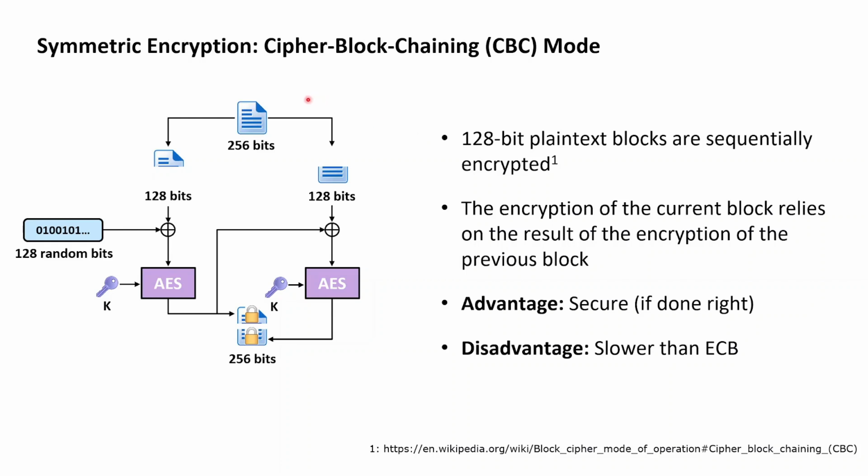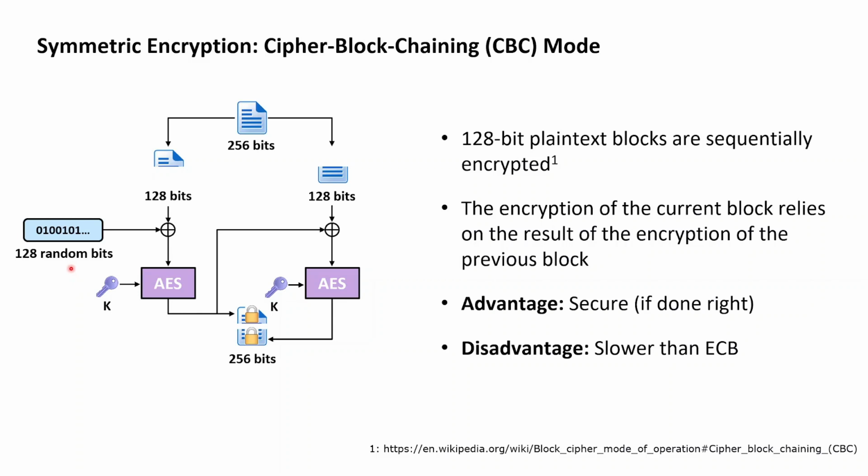Let's have a look at the flowchart on the left. If we have an input plaintext of length 256 bits, this input plaintext is first cut into two 128-bit plaintext blocks. The CBC mode of operation then takes the first 128-bit plaintext block and XORs each of these 128 bits of the plaintext block with one of 128 randomly generated bits. These 128 random bits are known as the initialization vector, IV.